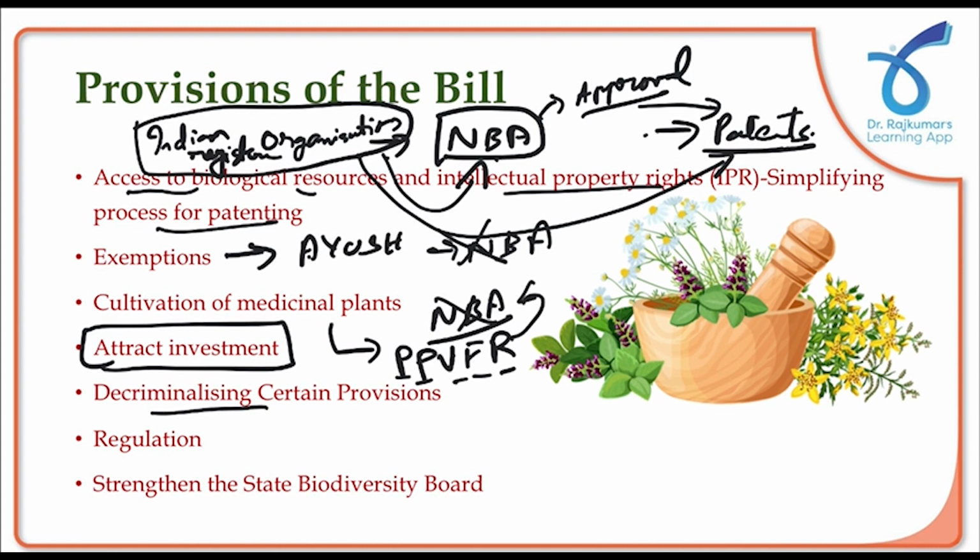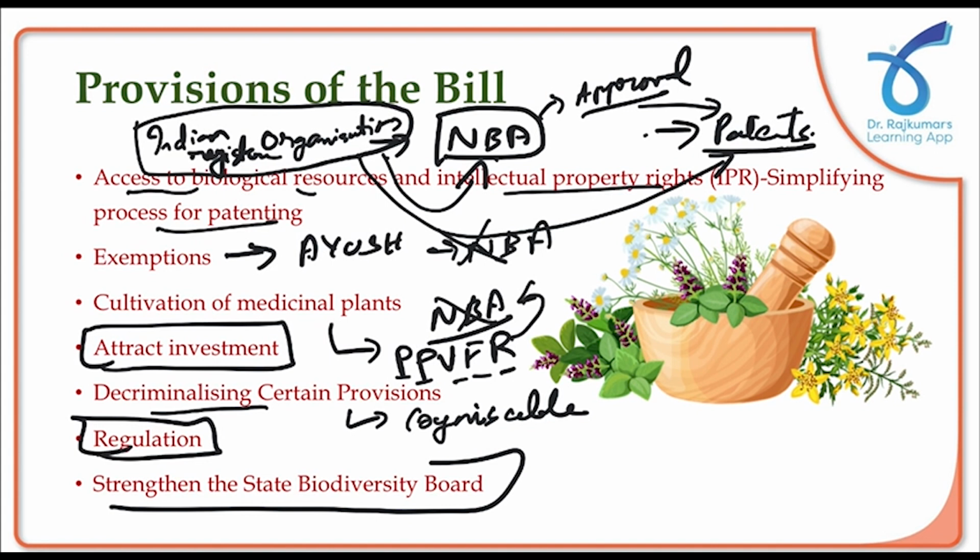What kind of processes? Well, for example, previously the offenses under the Act were cognizable and non-bailable. What do I mean by cognizable? The police could arrest without a warrant. All these provisions have been deleted in this amendment bill. And further, it simplifies regulation. It tries to bring in a better process for regulation, and it tries to strengthen the State Biodiversity Board.